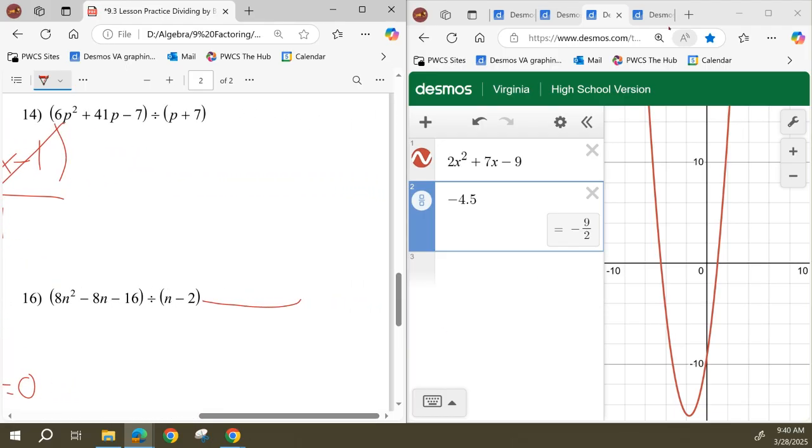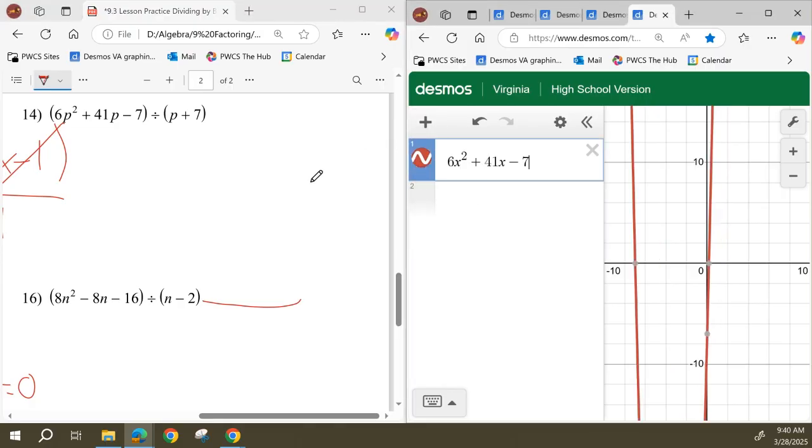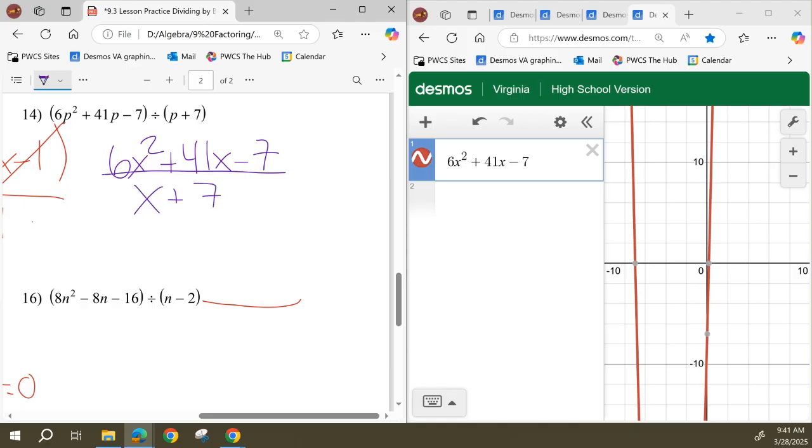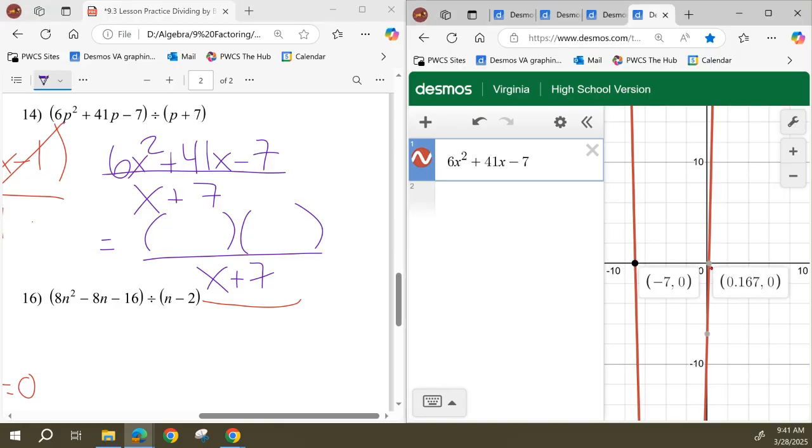And we're going to do one more together, number 14. And again, I'm going to set this up because I know there's going to be two parentheses on top. I'll go look at my intercept. So I have one intercept that's nice. -7 is nice and easy. That's going to change to +7. So x + 7 is on top.